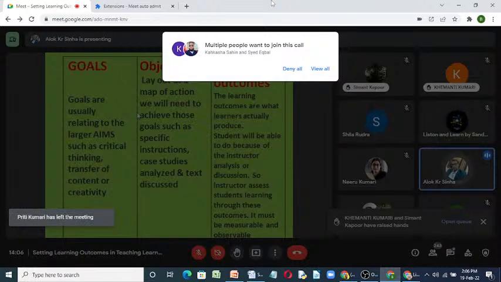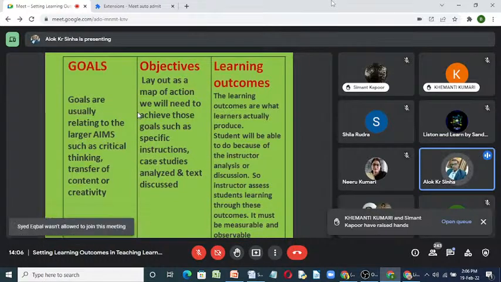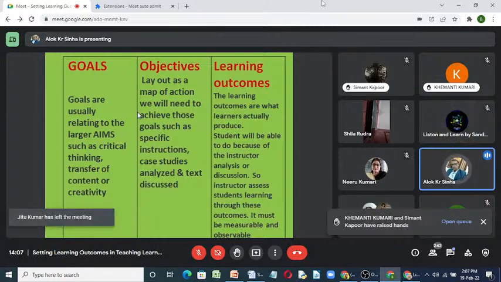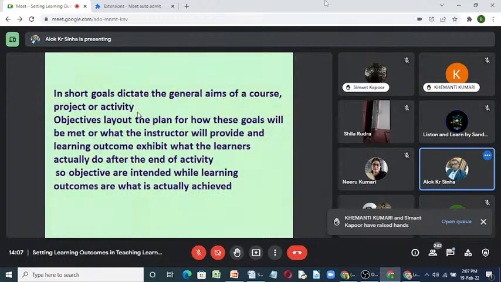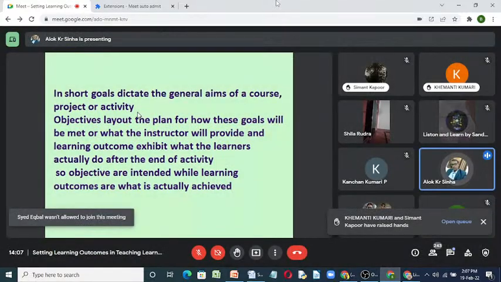The learning outcomes are what learners actually produce, what students will be able to do because of the instructor's analysis or discussion. So the instructor assesses students' learning through these outcomes. It must be measurable and observable. So the key point in learning outcomes is that it must be measurable and observable. So we can say in short, goals dictate the general aims of a course, project or activity, whereas objectives lay out the plan for how these goals will be met or what the instructor will do, and learning outcomes exhibit what the learners actually do after the end of the activity.